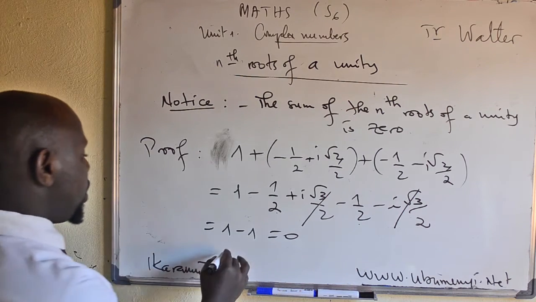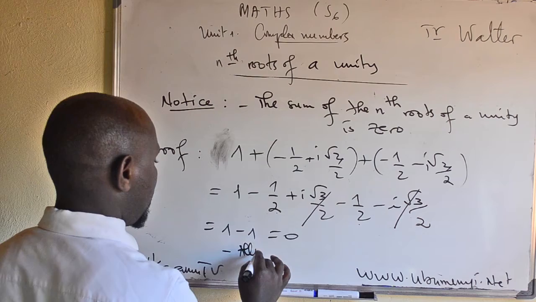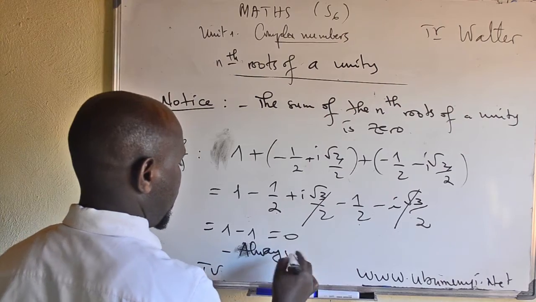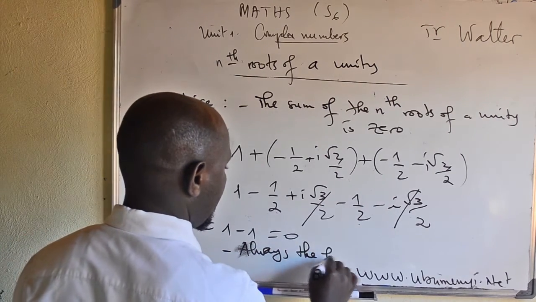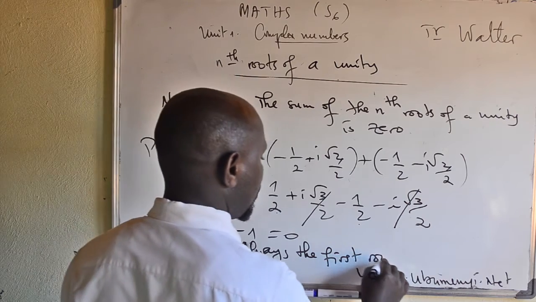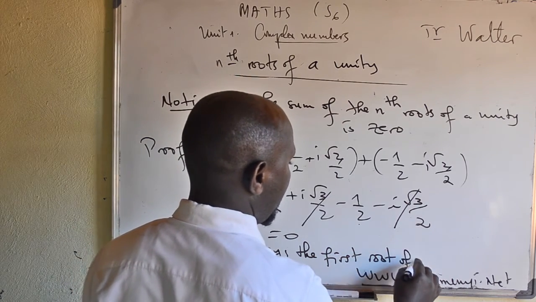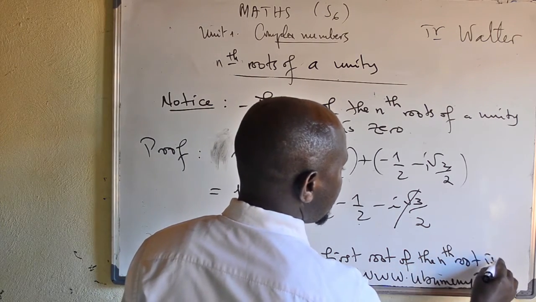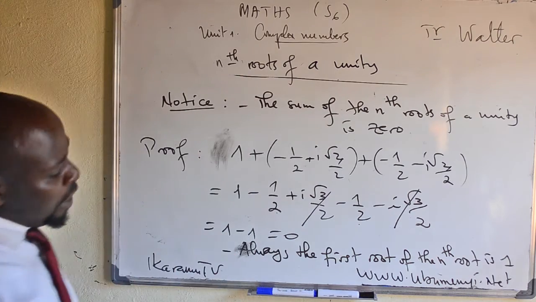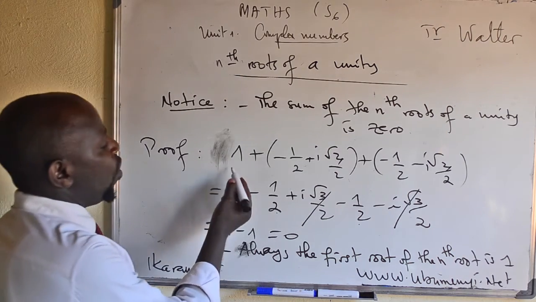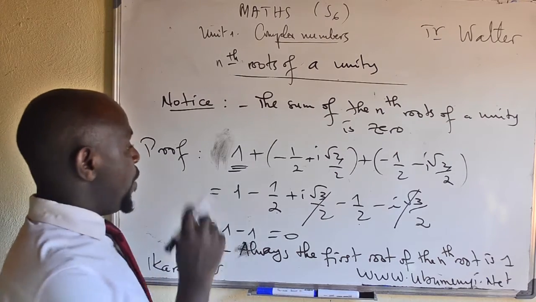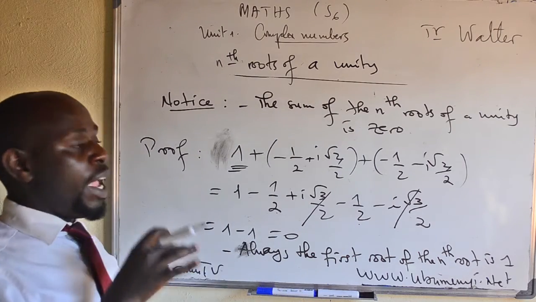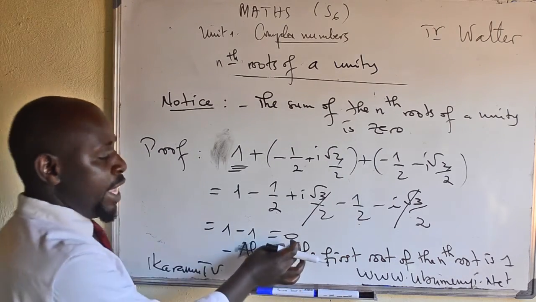And now you will notice another thing. Always the first root of the nth root is 1. You will always see that if you want to find z0, it will be equal to 1 if we have a unity. It will always be equal to 1. And if you add all the nth roots of a unity, you must get 0.